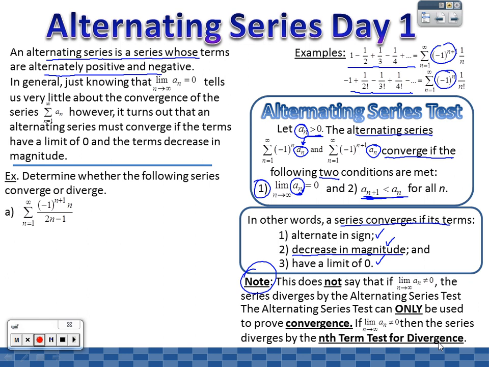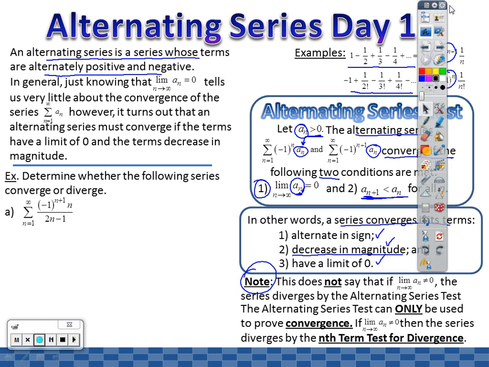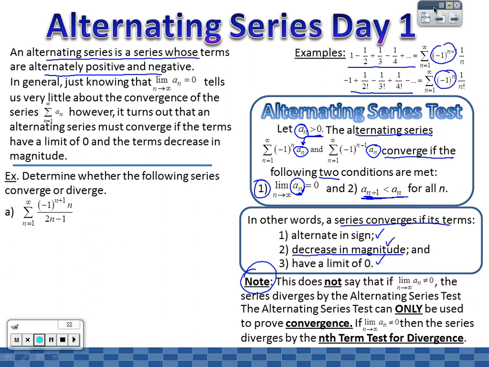This right here, decreasing in magnitude: 90% of the time you're going to be able to tell that the series is decreasing in magnitude by just looking at it or writing out a few terms. Sometimes, around 10% of the time, it's going to be too difficult to do that. And so there is a way that we can show that it's decreasing, and I'm just going to write that. Again, it only happens about 10% of the time.